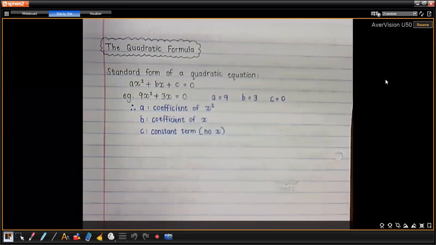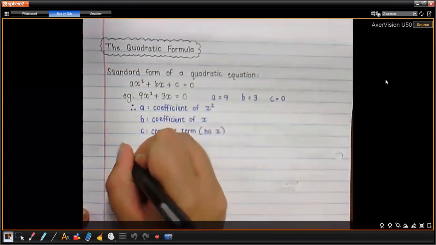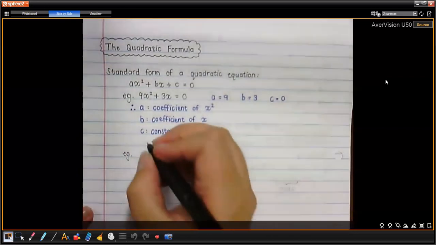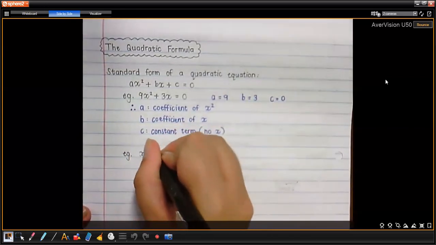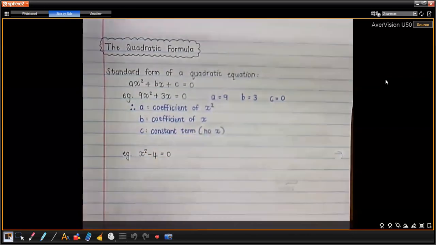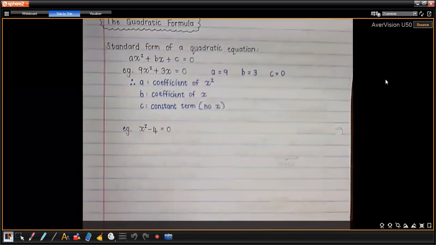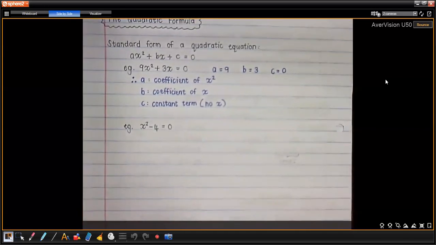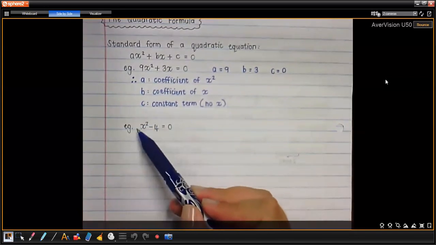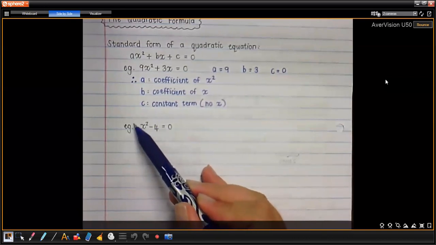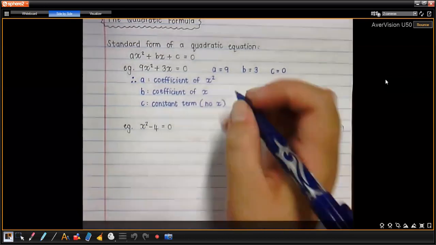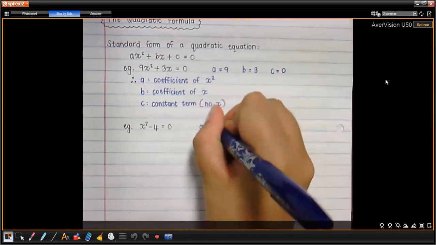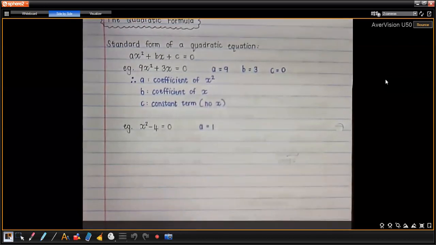Okay. Let's quickly look at the second example that we did yesterday. It was x squared minus 4 equals 0. That was the second equation that we solved yesterday. We look at this first term. Do we notice that it's an x squared term? What is the number in front of x squared? 1. Remember, if there's no number written, then there is actually 1. So the a value is 1. The coefficient of x squared is 1.